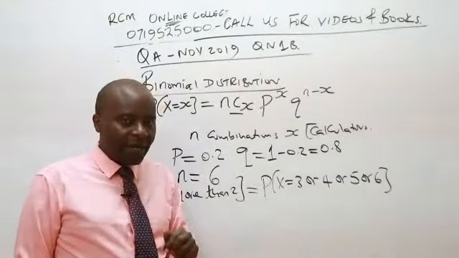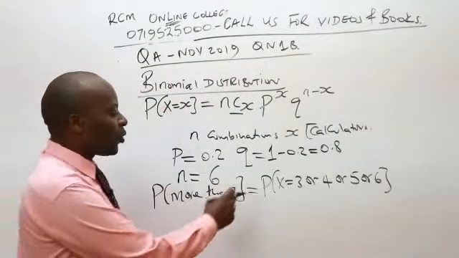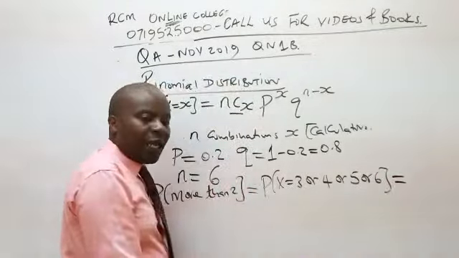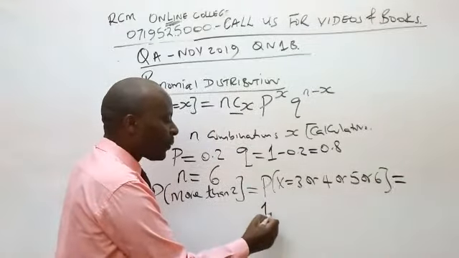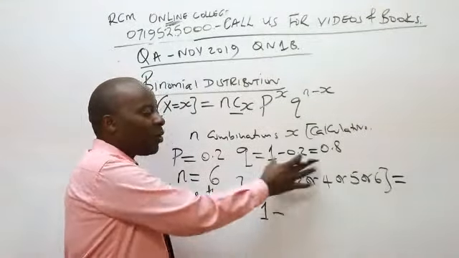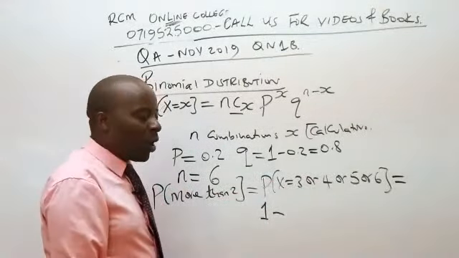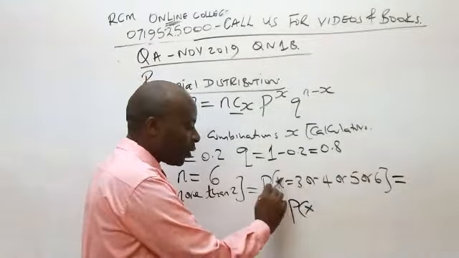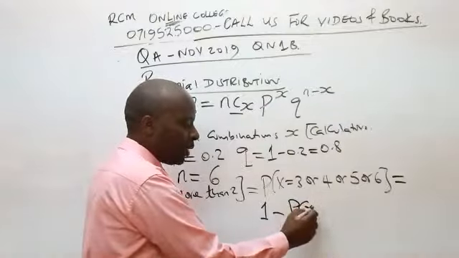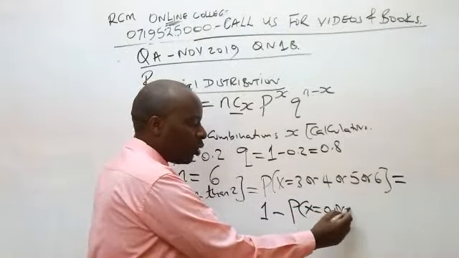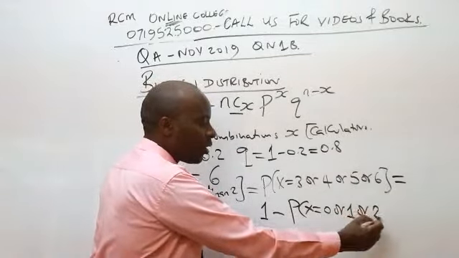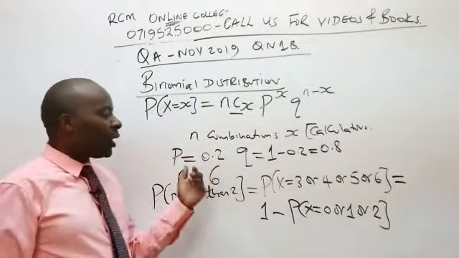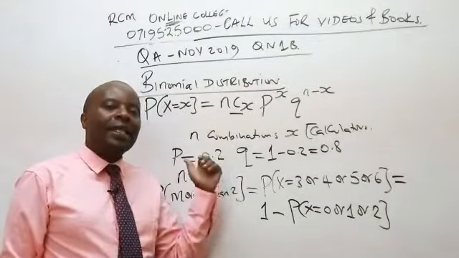Meaning, ladies and gentlemen, that this particular one here can also be obtained by taking 1 minus the events which are not here. 1 minus the other events. Remember, the other events are probability of X being equal to 0, or 1, or 2. Allow me to repeat, ladies and gentlemen, probability of more than 2 means that we start from exactly 3.